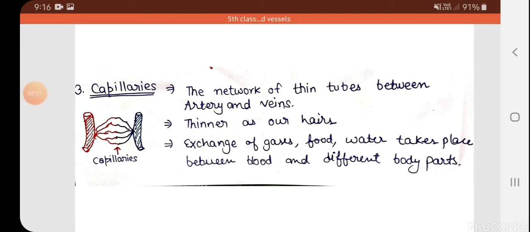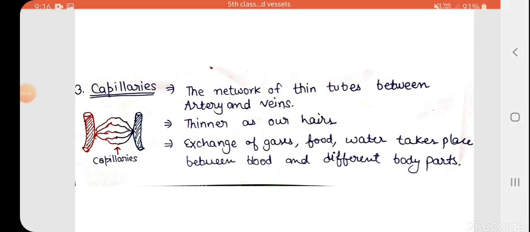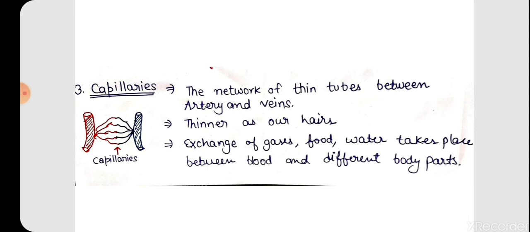The third one is the capillaries. It is the network of thin tubes between the arteries and the veins. It is the joint at the place where arteries and veins meet each other. There are very thin tubes, and those thin tubes are known as capillaries. And one more thing, students, these capillaries are very thin. They are as thin as our hairs.